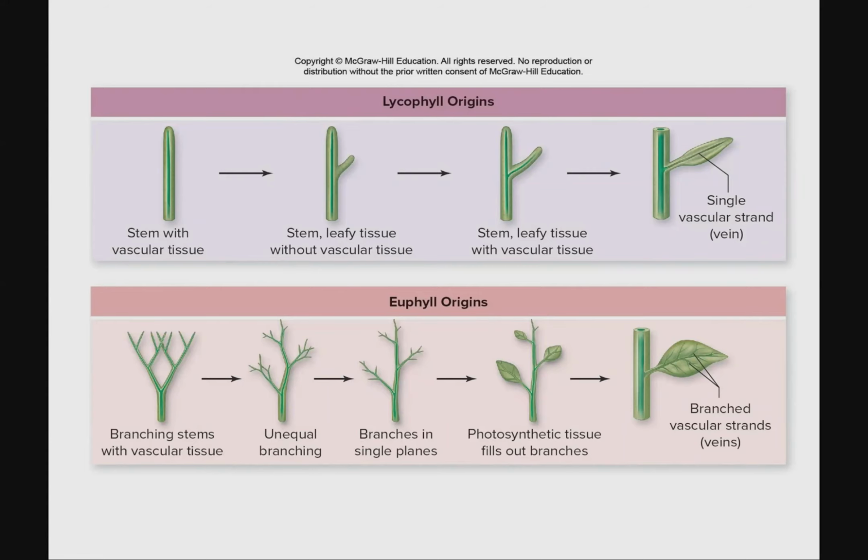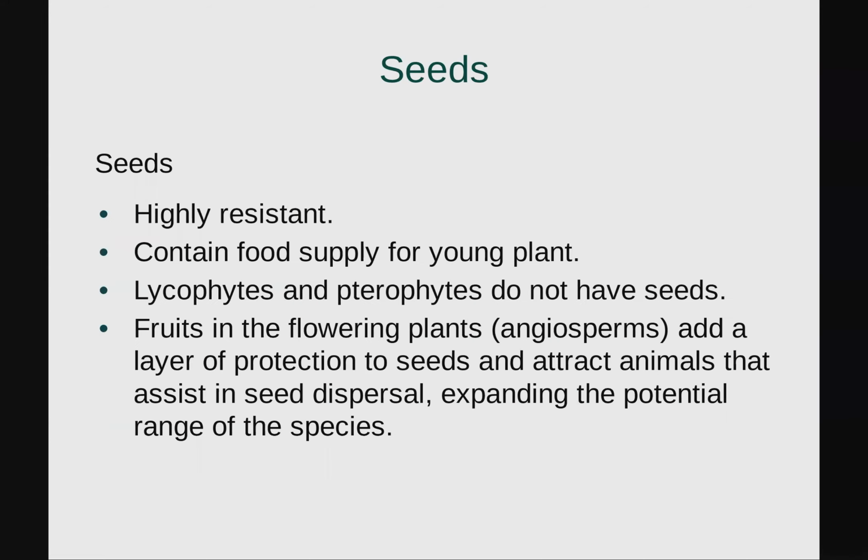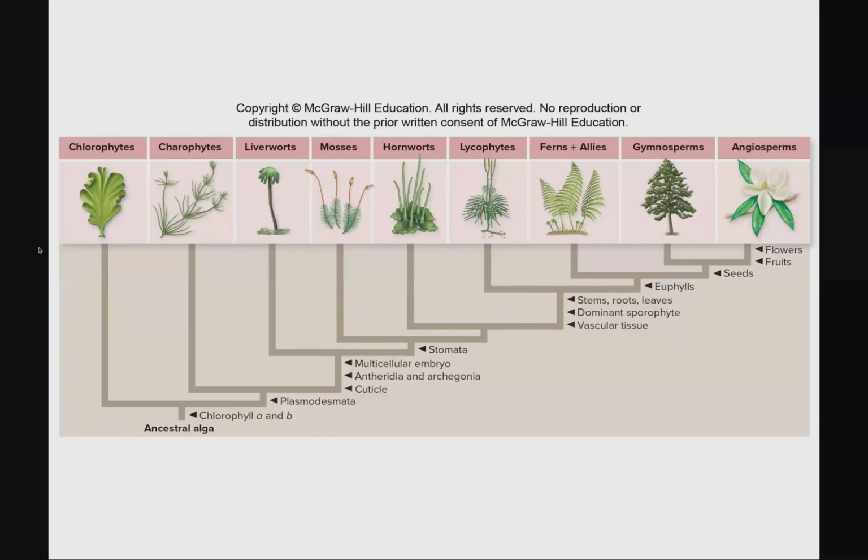Now, the other evolutionary aspect of our tracheophytes is the evolution of seeds. So seeds are awesome, tasty things like peanuts and peas and legumes, but they're highly resistant, containing a large food supply for young plants. And we see them in our lycophytes and pterophytes. I'm sorry, we don't see them in our lycophytes or our pterophytes. They simply don't have seeds, but we do see seeds in our angiosperms and our gymnosperms, which we'll talk about.